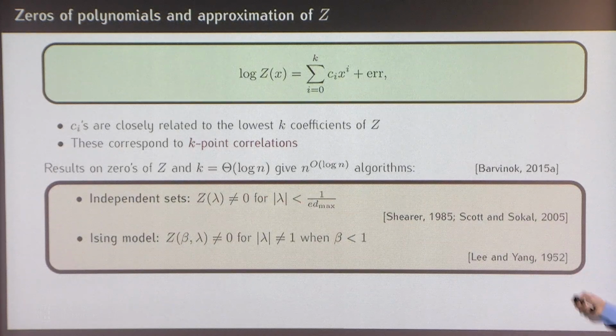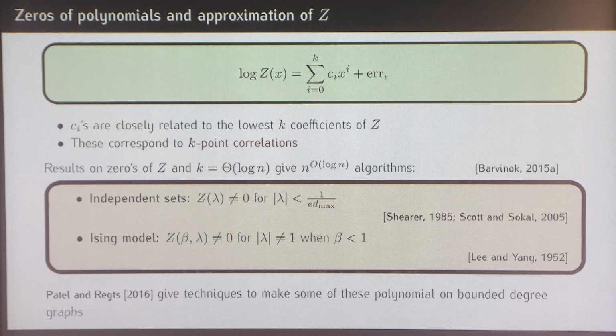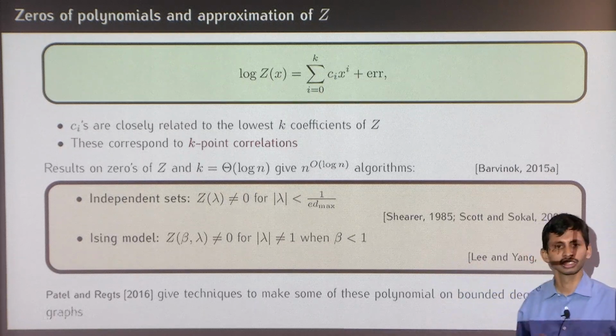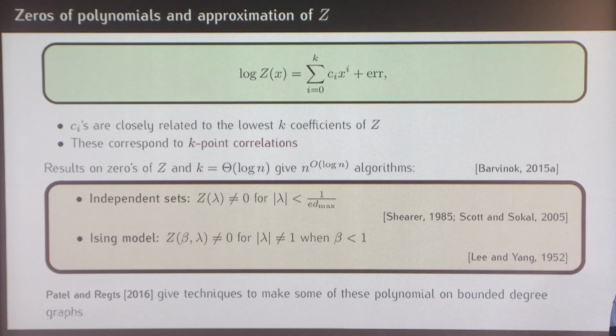Barvinok's method shows that you can get a quasi-polynomial time algorithm, so an n to the log n algorithm, because just computing the k-point correlations by brute force when k is log n takes time about n to the log n. The next advance that we are going to use is this very nice work of Patel and Regts, which gave techniques for making some of these polynomial time. When the graph is bounded degree, they showed that you don't really need to compute these correlations in a brute force fashion. One can do them in a somewhat more clever way, so that the runtime is only n to the log d rather than n to the log n. Decent.